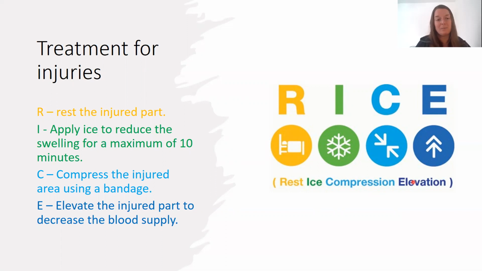And the last bit of rice is the E, and that's elevate. So that is bring the body part that's injured above heart height is ideal. So ultimately, if I had hurt my ankle, if I sat on the floor and put my foot on the chair, that would be a great way to elevate. If it was my hand, simply putting it here would help, or even here if it was a cut, which we haven't spoken about yet. So always remember rice if you do have to treat injuries.